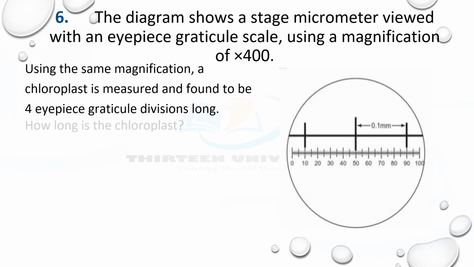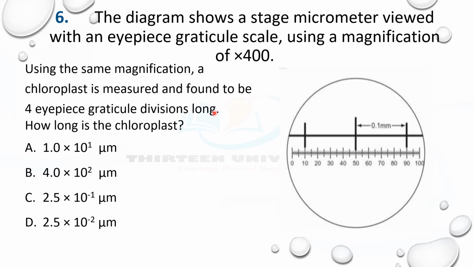All right, let's go to the next question. This is very important, very interesting. It says the diagram shows a stage micrometer viewed with an eyepiece graticle using a magnification of times 400. Now, using the same magnification, a chloroplast is measured and found to be 4 eyepiece graticle divisions long. How long is the chloroplast? You can try this question, and if not, you can just come here. So let's find the calibration.